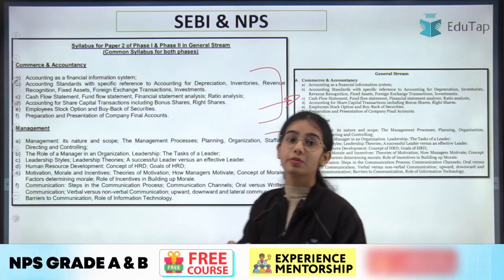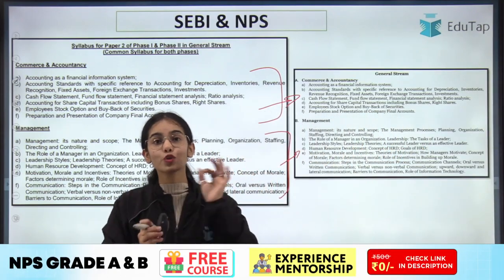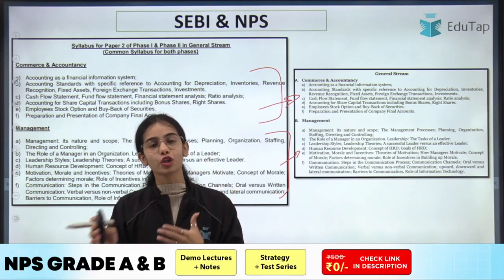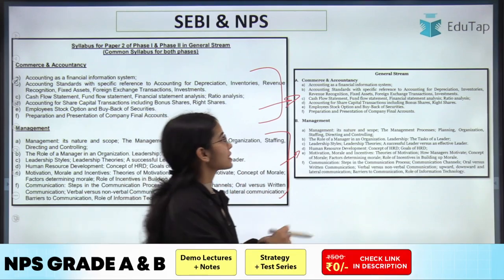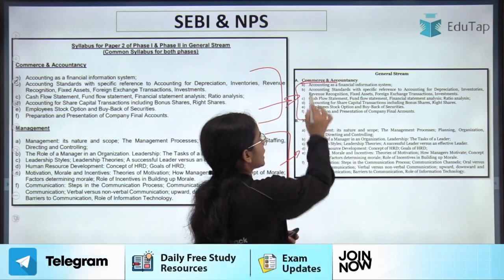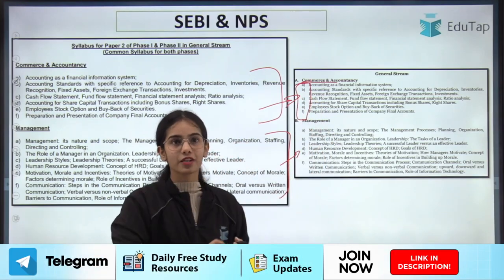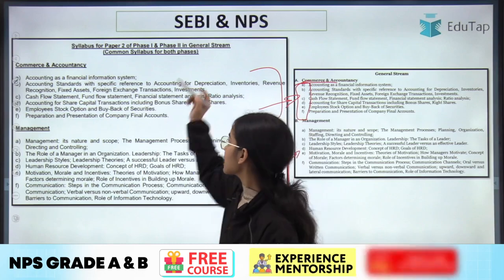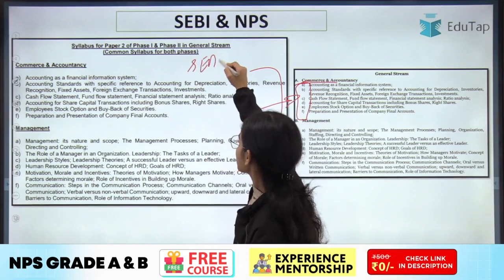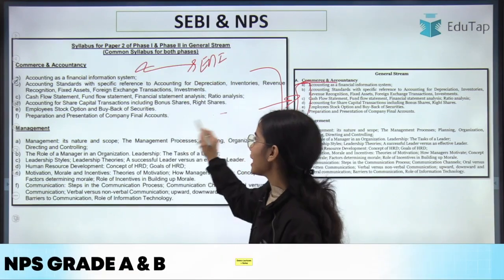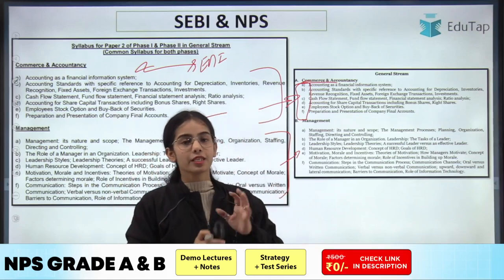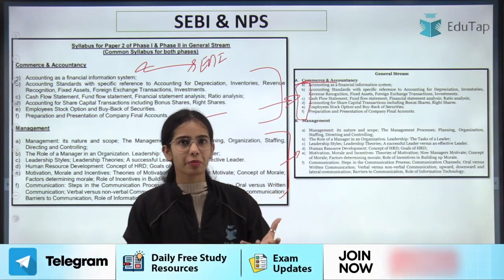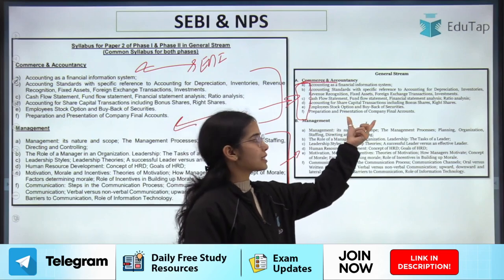The same syllabus, word to word, has been given in the NPS notification for 2025 also. So you can understand that for commerce and accountancy, these are the heads that are given, and that is the same as your SEBI syllabus. In SEBI this is the syllabus for commerce and accountancy and management for the SEBI Grade A. Similarly in your NPS for Grade A or Grade B, whichever level you are preparing for, this is the syllabus that is the same.